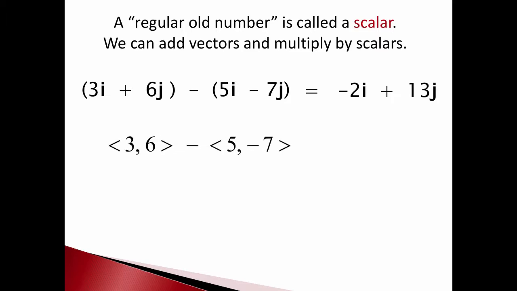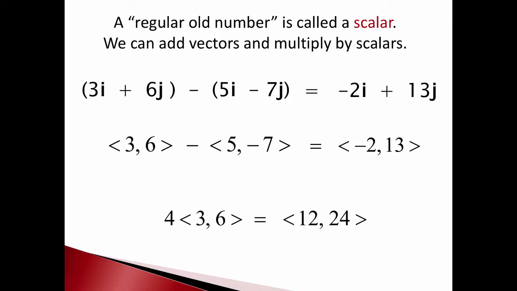Or written in the notation that I like a little better, with the brackets, they look like ordered pairs, but with greater than, less than brackets: 3, 6 minus 5, -7. Well, you just do it pairwise. So the 3 and the 5 in the first slot get subtracted, and the 6 and the -7 in the second slot get subtracted. If you want to multiply by a scalar, you just multiply through the obvious way if it's written in the i and j notation. With the bracket notation, you would write the 4 times the 3 and also the 4 times the 6. So it multiplies through in each slot.